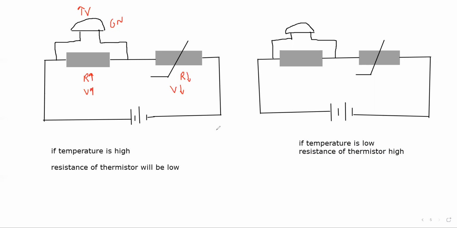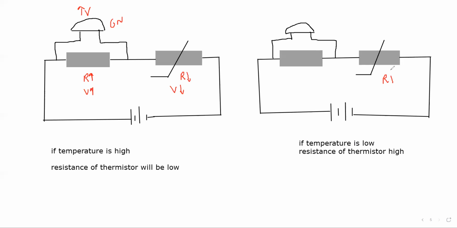How does the temperature increase? This is the temperature of the surrounding. So the surrounding temperature can increase due to different reasons, like if the weather becomes hot, or in case of a fire. There are many possibilities. So this is the surrounding temperature. So what happens if the temperature is low?